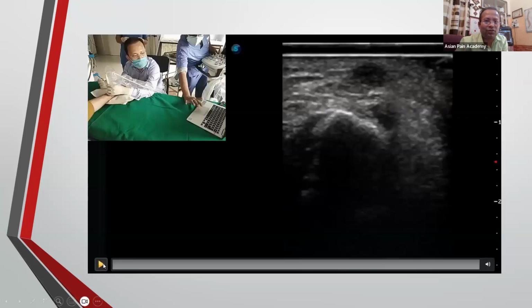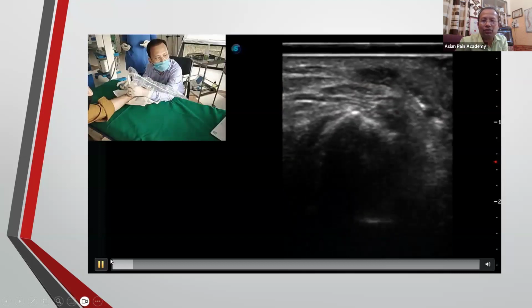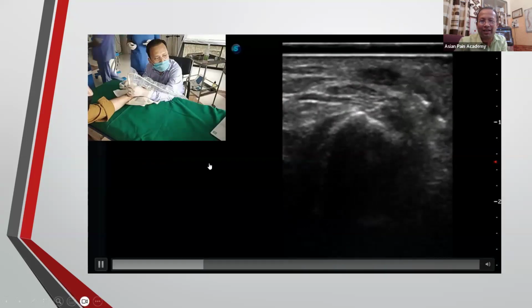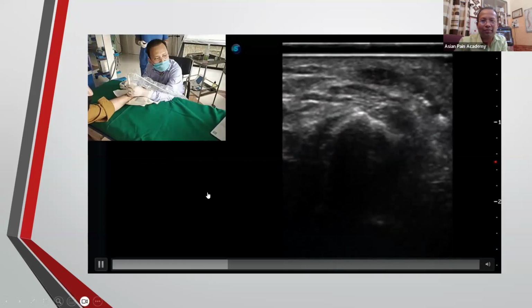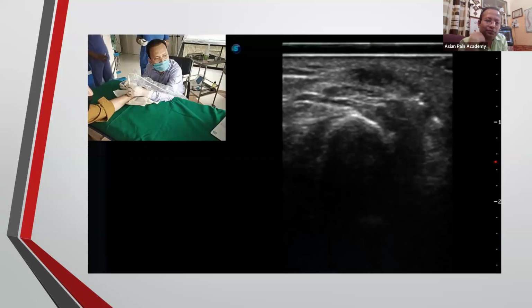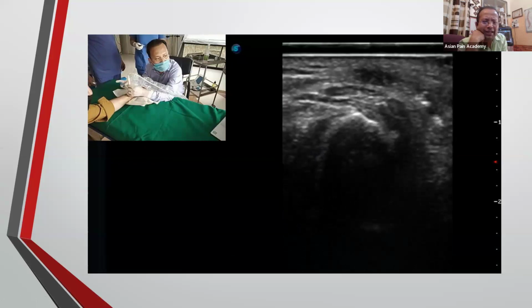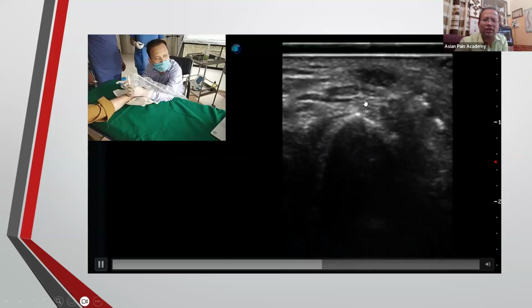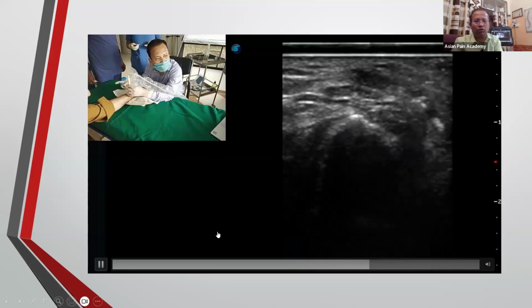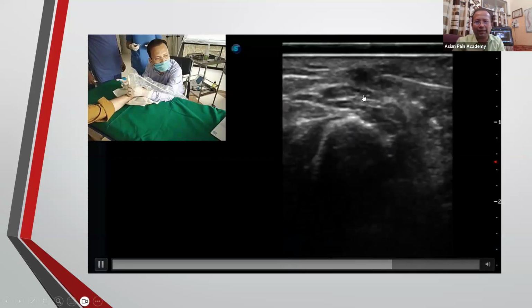This is a case which I did for Wartenberg syndrome or cheiralgia paresthetica, which is superficial radial nerve entrapment, but in my case it was a neuroma, schwannoma or neuroma, you can say neuroma. So you see the picture.